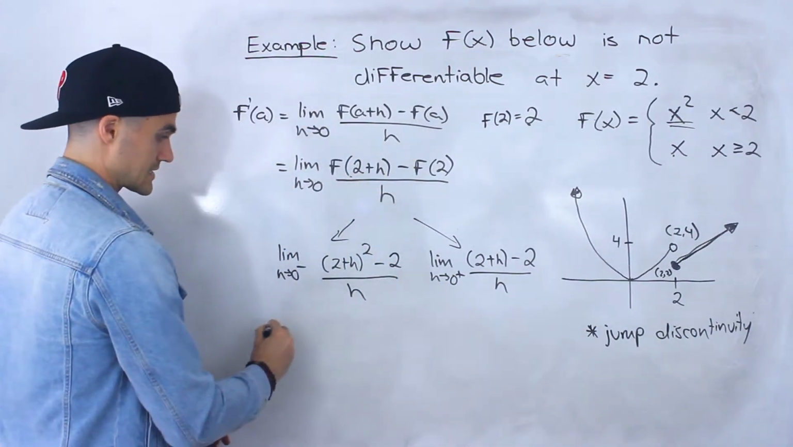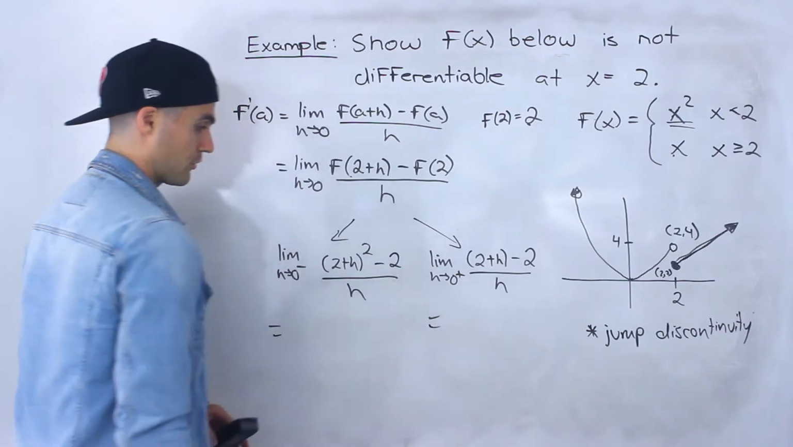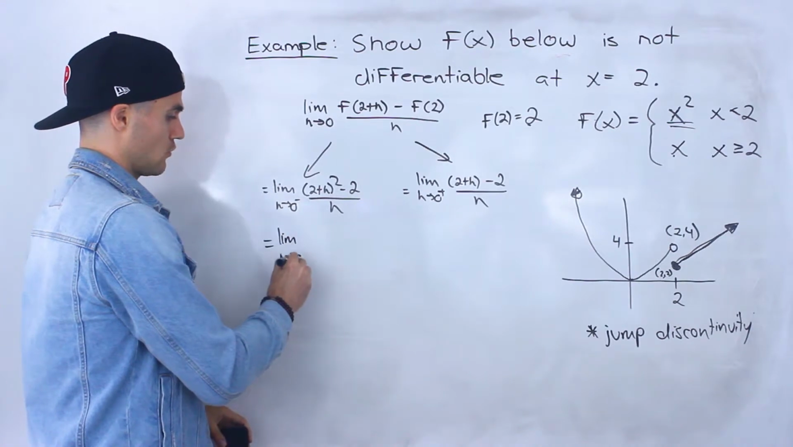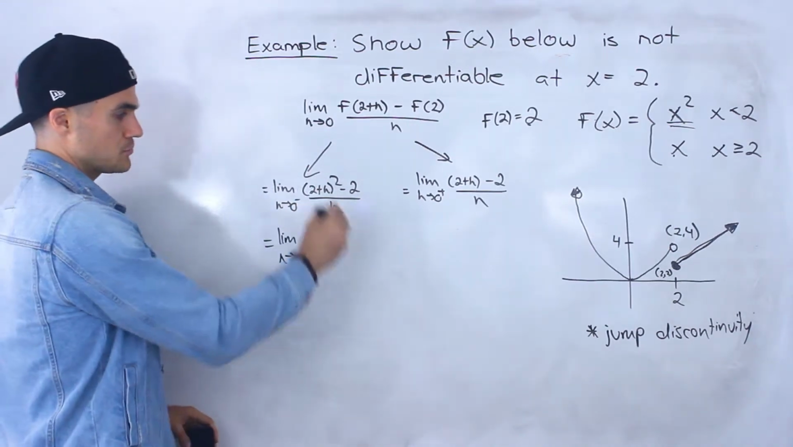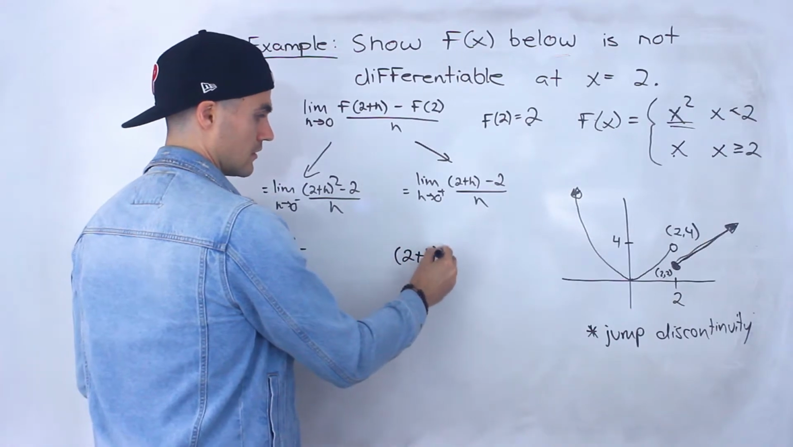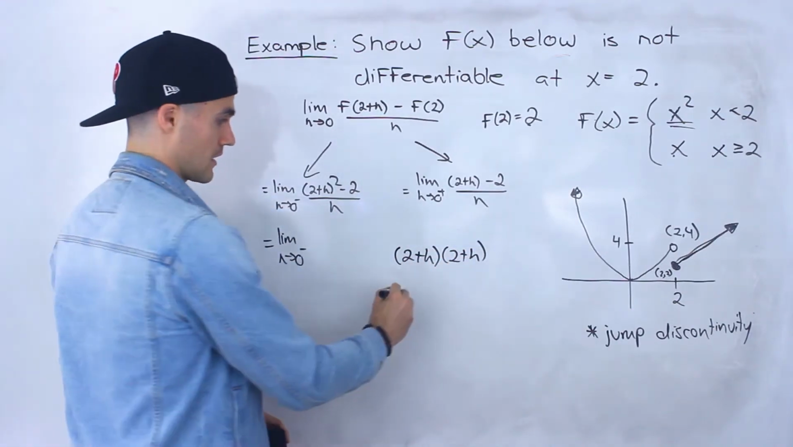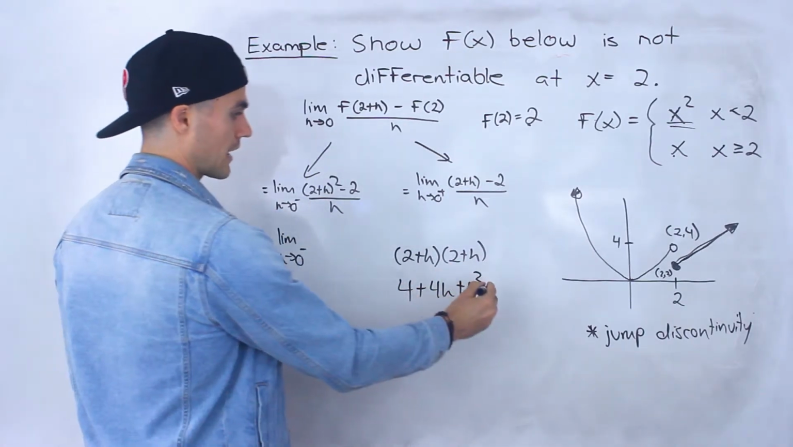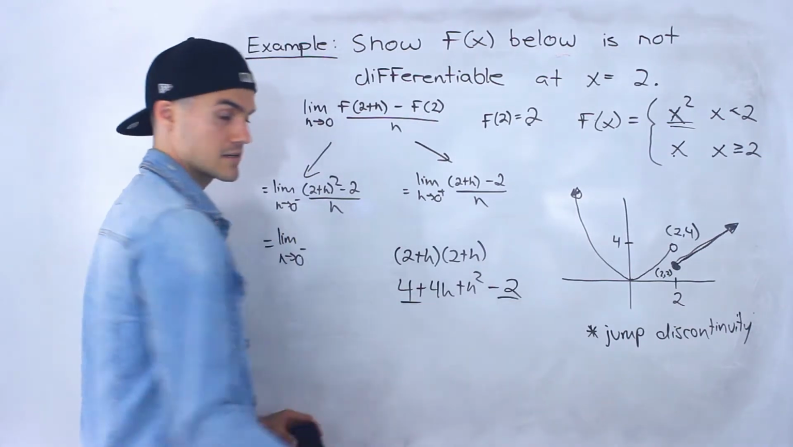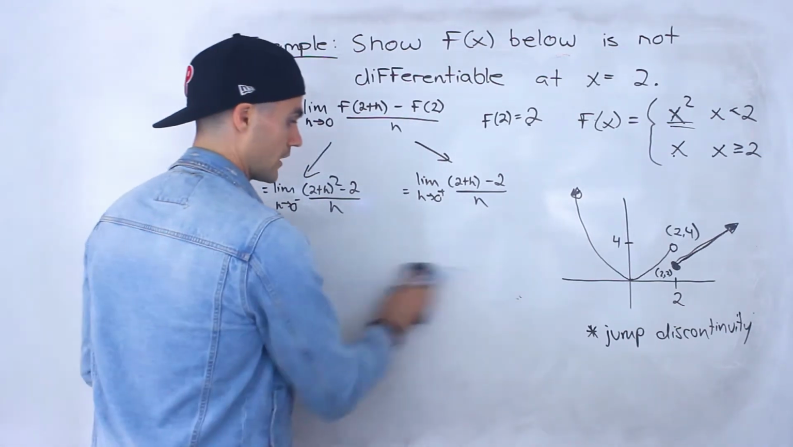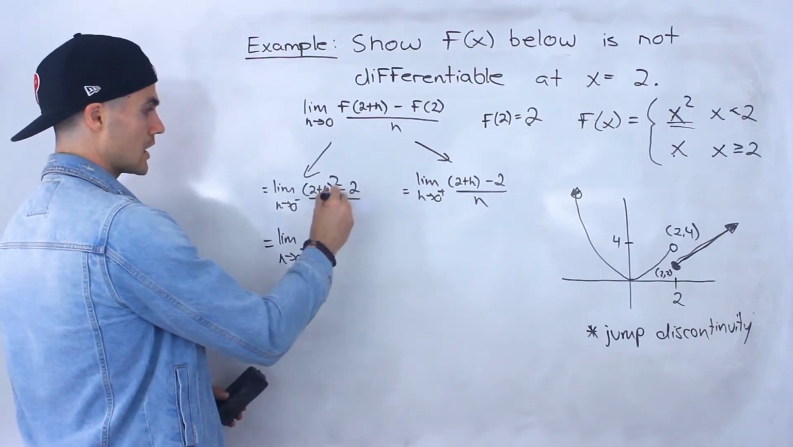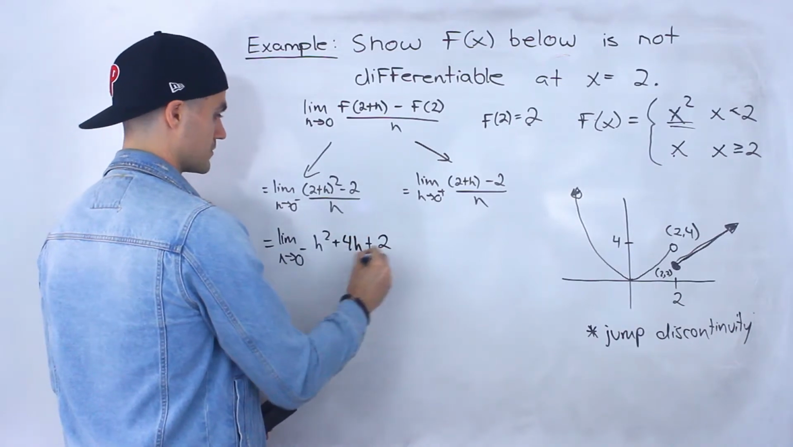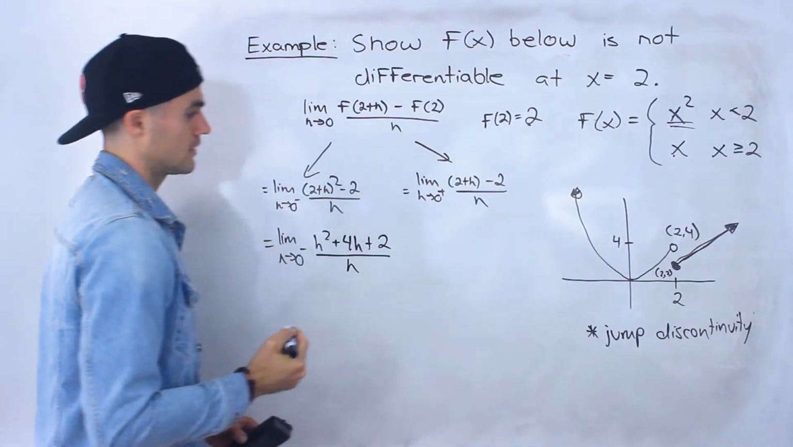so now what we've got to do is simplify both of these. Starting with this one, we're going to have the limit as h approaches 0 from the negative side. Now 2 plus h squared, you would have to FOIL that out, and that would end up being 4 plus 4h plus h squared, and then we're going to have a minus 2. Then this 4 and minus 2 simplified to 2. So what you'll end up having in the numerator would be h squared plus 4h plus 2. And this is going to be all over h.